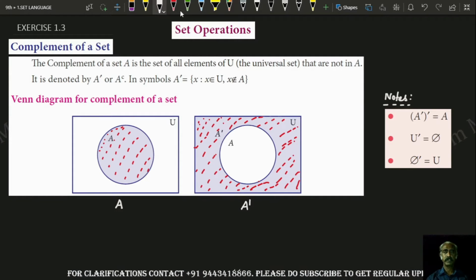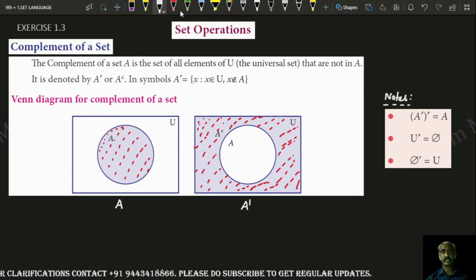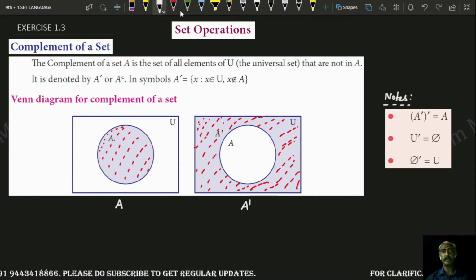U complement. U complement means what? Except the universal set, nothing will be there. So that is the empty set. Like that, the third one, complement of the empty set is the universal set.